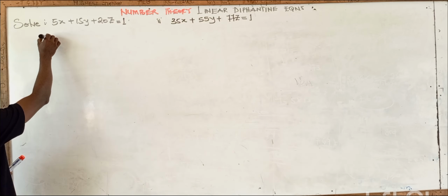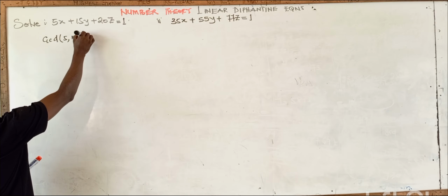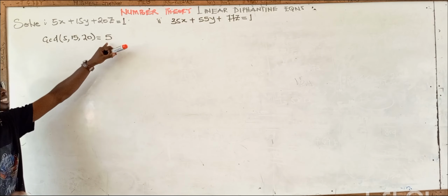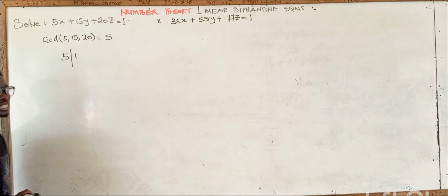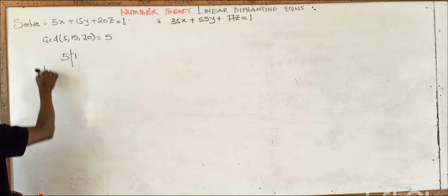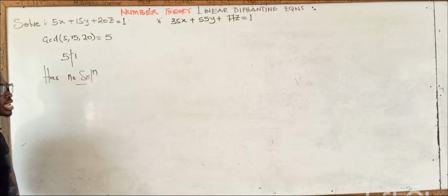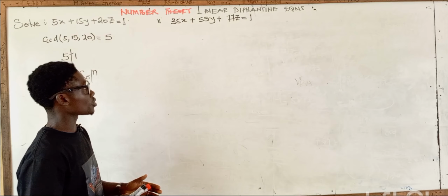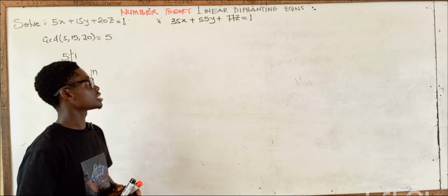So with this, the GCD of 5, 15, and 20 is 5. Now, does it divide 1? Does 5 divide 1? You can see that 5 does not divide 1. So it means that this equation has no solution. Then we end there. Now let's look at this particular example to see if it actually has a solution or not. If it has a solution, then we continue to solve it. If it doesn't, then we end there.